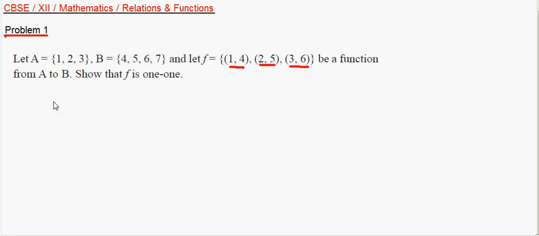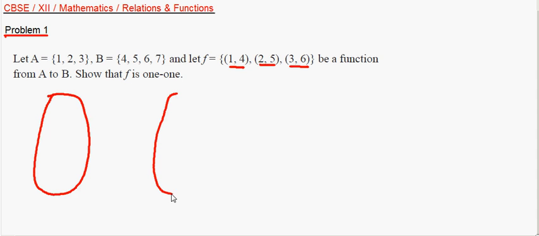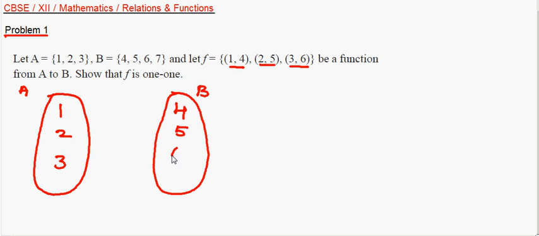So this is very simple. According to the given function defined, let's draw an arrow diagram. Say this is set A and set B. What are the elements in A? That is 1, 2 and 3. Elements in B are 4, 5, 6 and 7. Now we'll see, according to the given function, 4 is the image of 1, and then 5 is the image of 2, 6 is the image of 3.